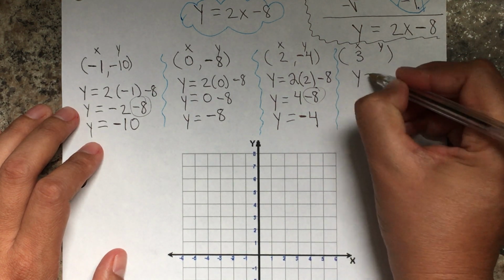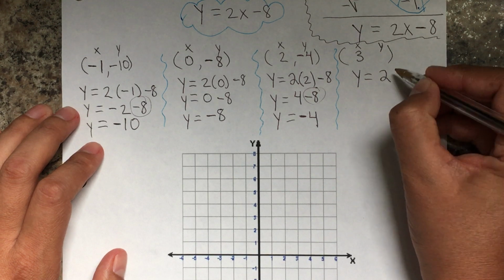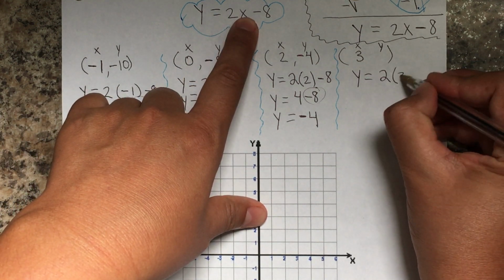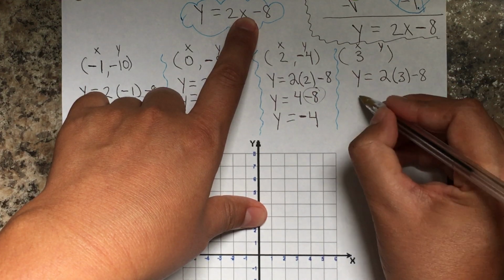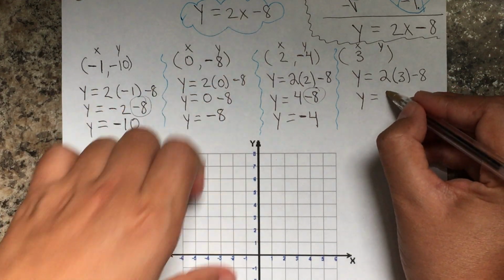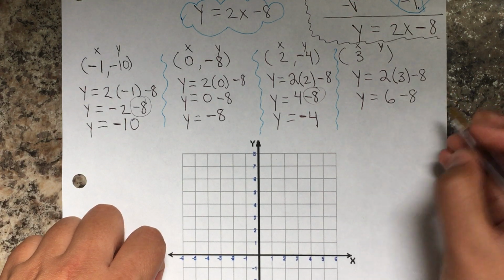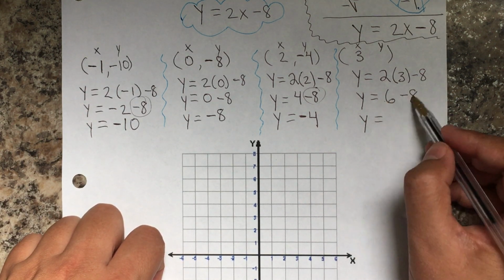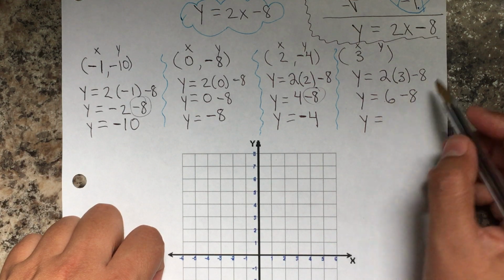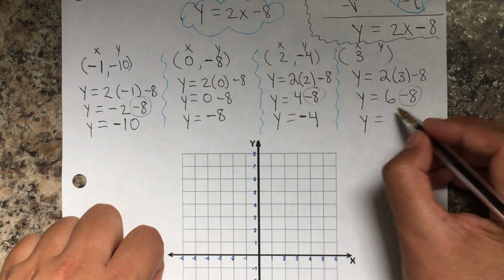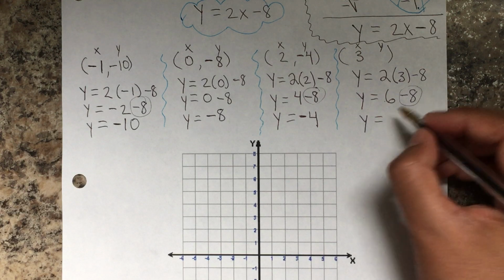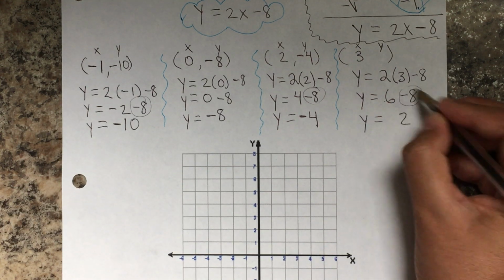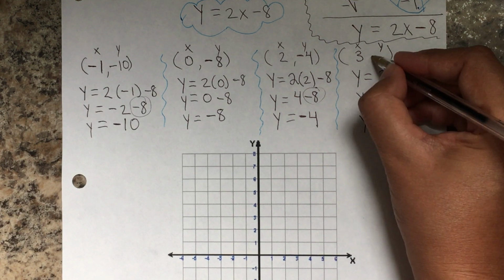The last one is y equals 2 times the value of x, which is 3, minus 8. 2 times 3 is 6, minus 8. And so, remember, different signs, subtract. So we subtract and leave the sign of the bigger one. 8 minus 6 is 2. Bigger sign is negative, so this is -2.